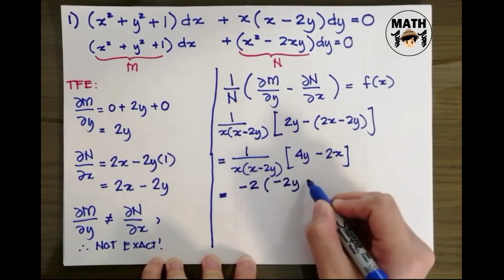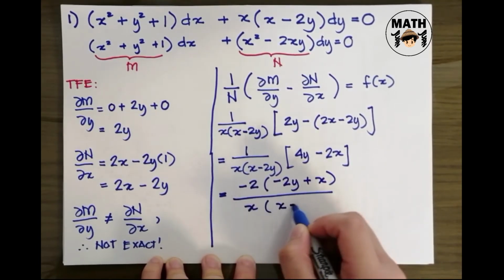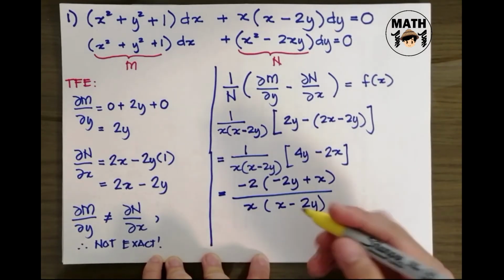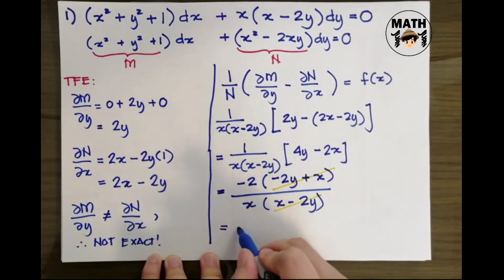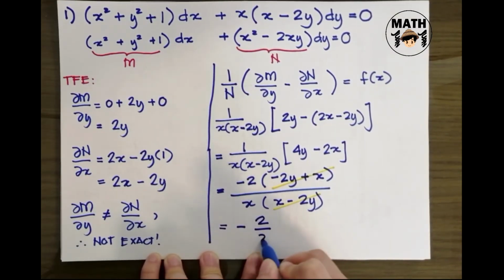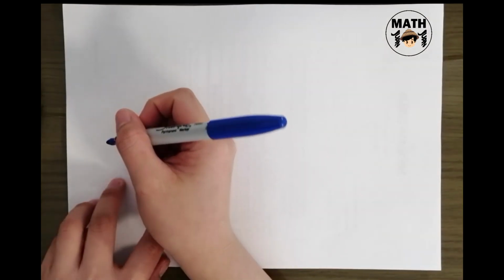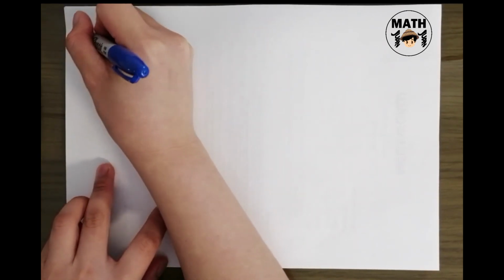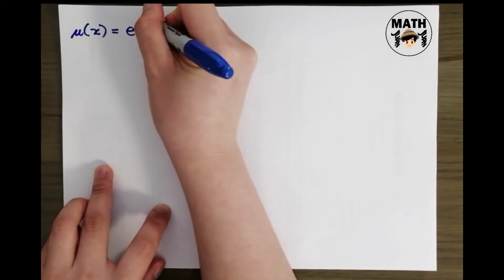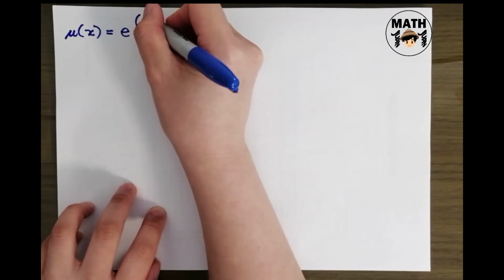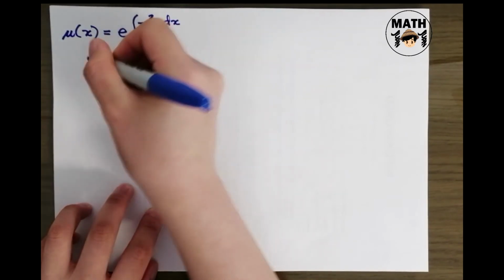negative 2y plus x divided by x over x minus 2y. Common term is x minus 2y, so we can cancel this out. And from this, we get the result negative 2 over x, which is a function of x. Dahil yung nakuha natin kanina ay function of x, therefore, yung ating integrating factor na mu is also a function of x. So that is equal to e raised to the result that we got from the previous solution, negative 2 over x dx.